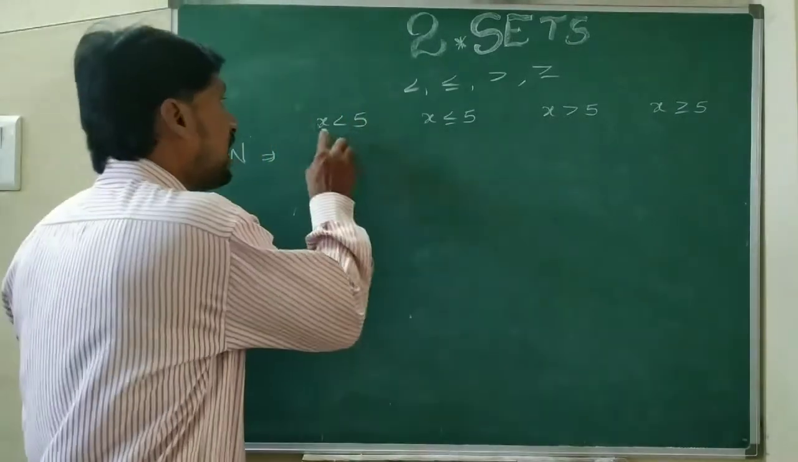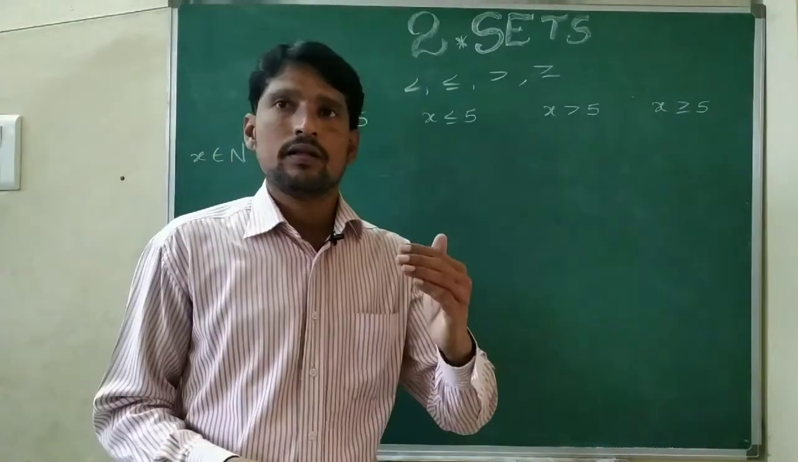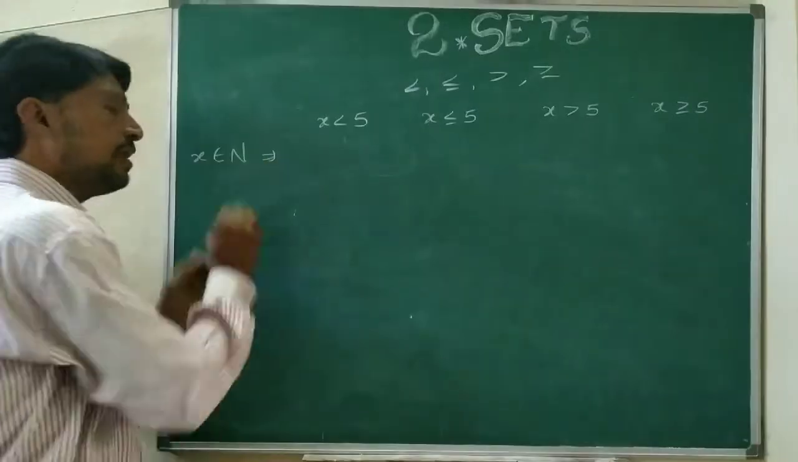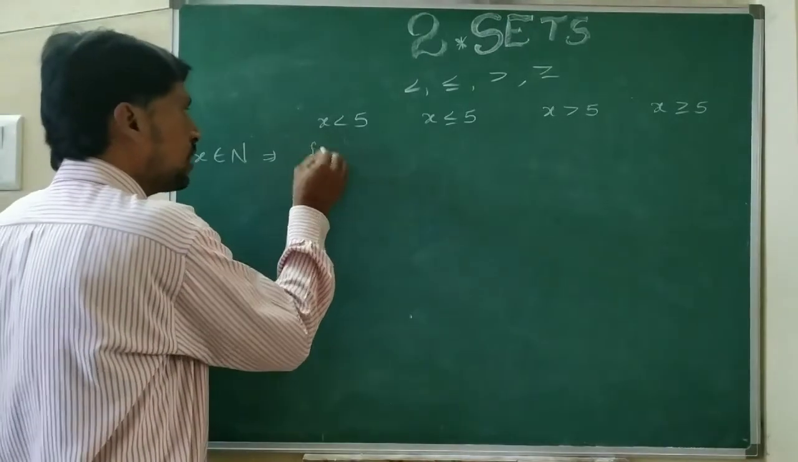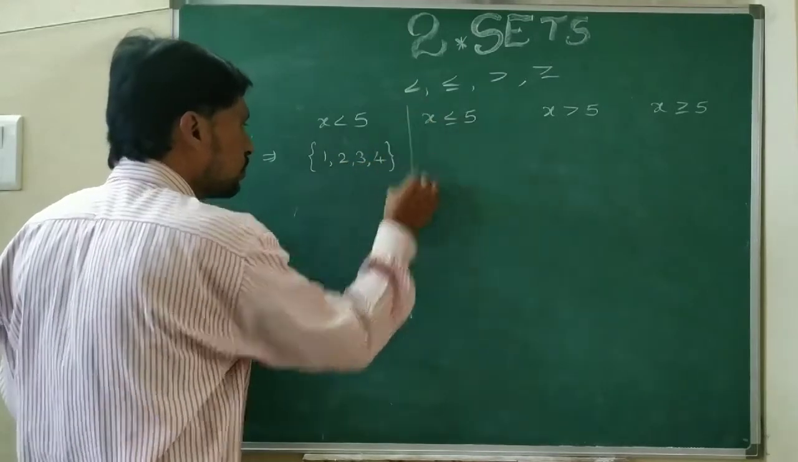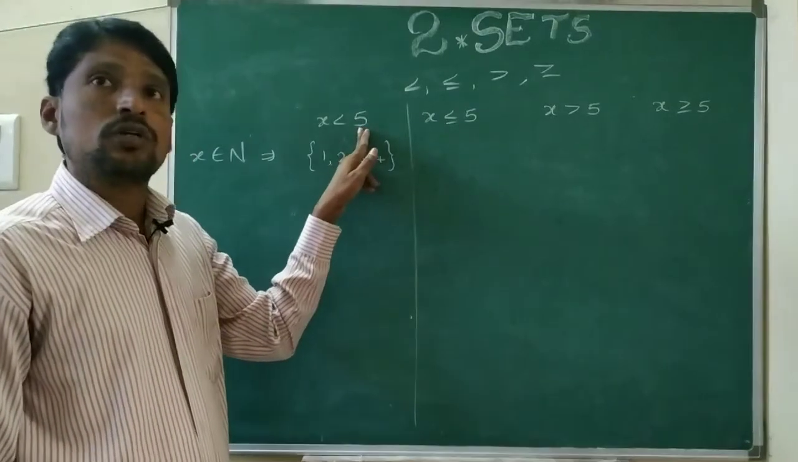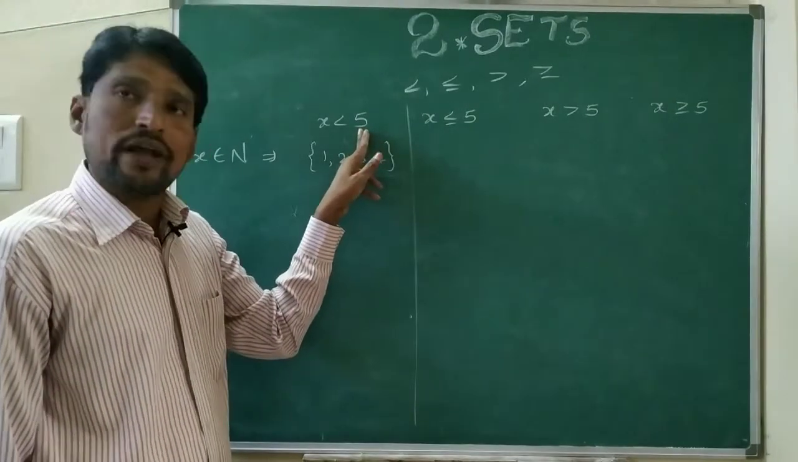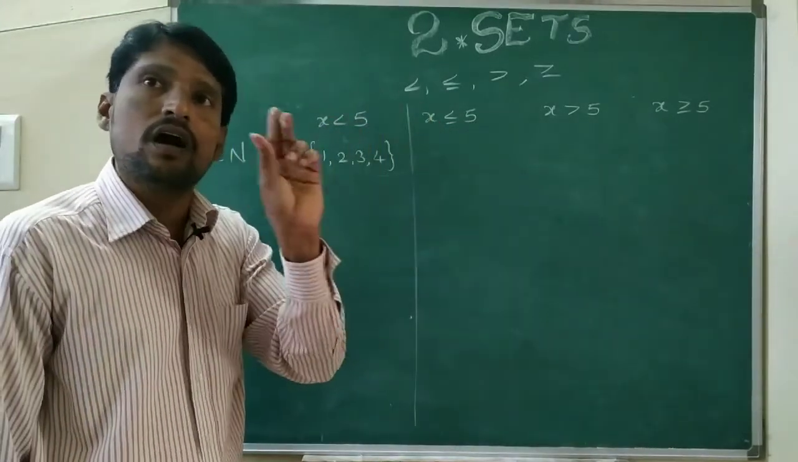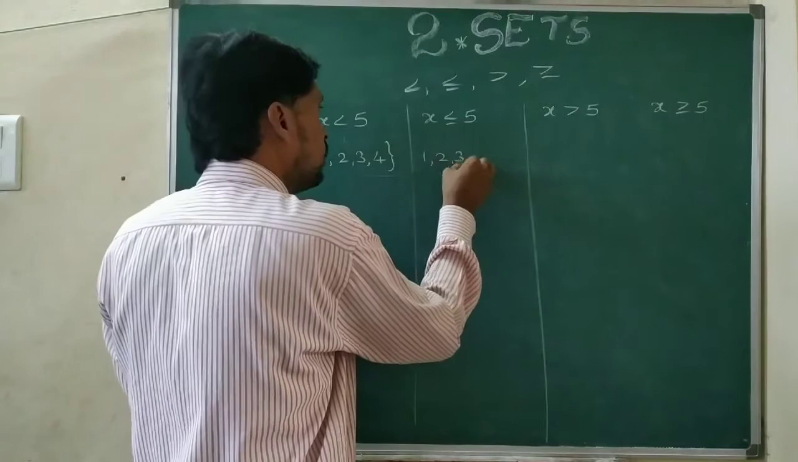So here x less than 5. What is the meaning of x less than 5? The x value is below 5. Since we are taking natural numbers only, what numbers will come? 1, 2, 3, 4. So x less than 5 means we should not consider the value 5. With less than or equal to, we can consider 5 also, so we get 1, 2, 3, 4, 5.